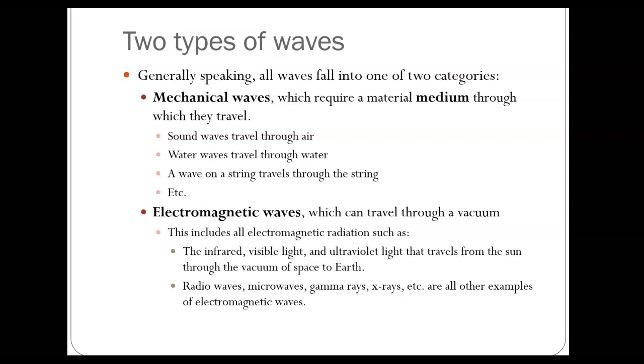Now, electromagnetic waves we'll talk more about later, but there's a whole spectrum of electromagnetic waves. Everything from infrared light, visible light, ultraviolet light, microwaves, radio waves, gamma rays, X-rays, all of those are examples of electromagnetic waves. We'll talk more about those in detail later. So we've got mechanical waves and we've got electromagnetic waves.